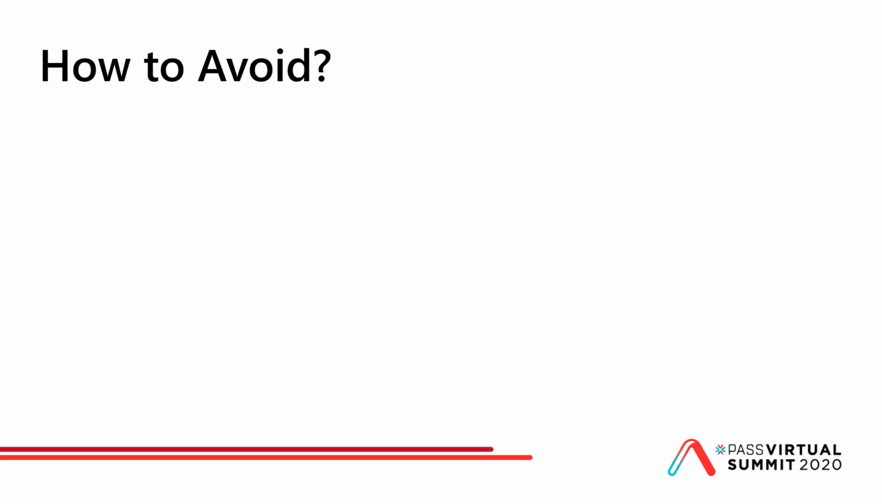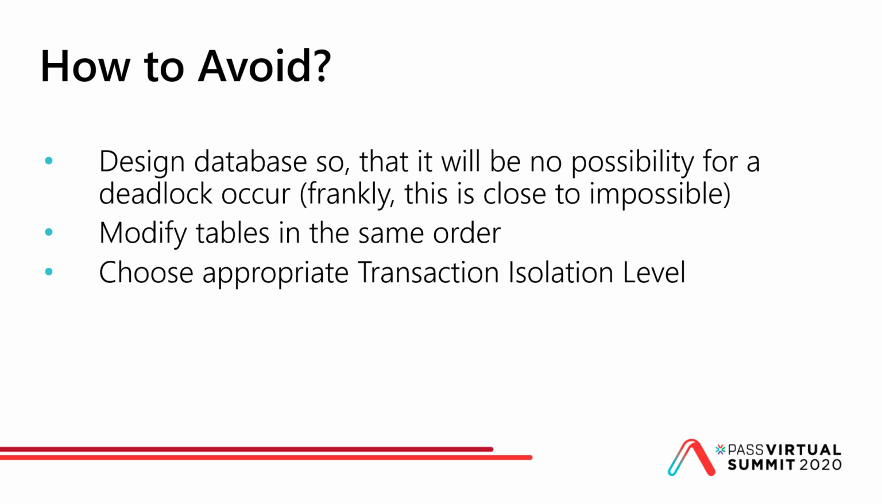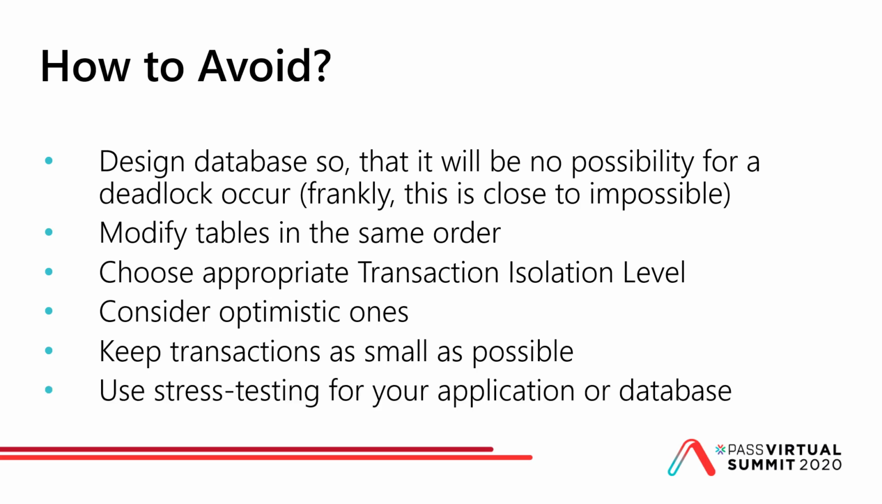Okay. How can we avoid deadlocks? Design the database to avoid the possibility of deadlock, but that's almost impossible. But we can do some good things which will reduce the chances of deadlocks. We can modify tables in the same order in our application and database. We can choose an appropriate transaction isolation level and not go with serializable if it's not required. Consider optimistic isolation levels like snapshot and read committed snapshot. These two greatly reduce the chances of deadlock and general blocking in the database. Keep transactions as small as possible to reduce the time window for deadlock. And the last one: if possible, use stress testing for your application or database. Put a much bigger load than there can be in the system, just to catch the situation when two processes can block each other.